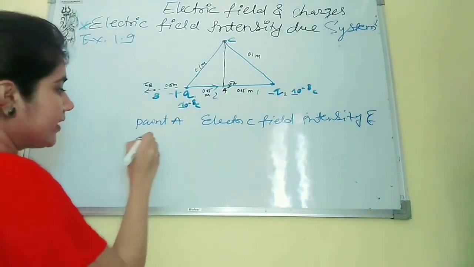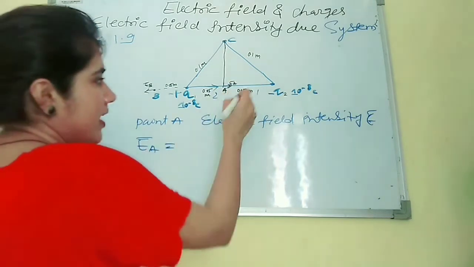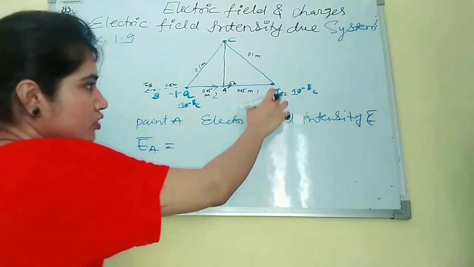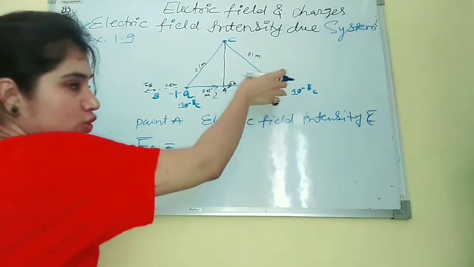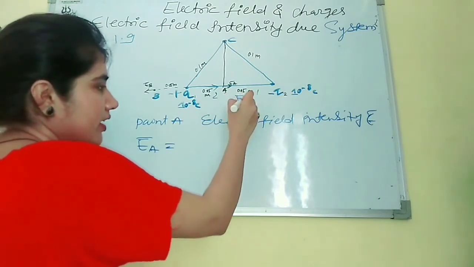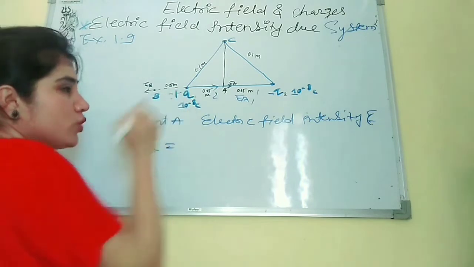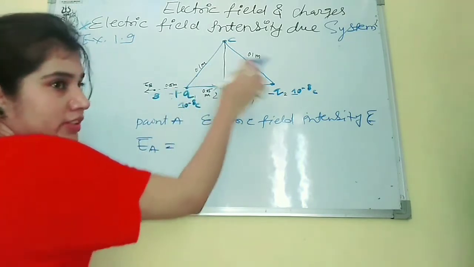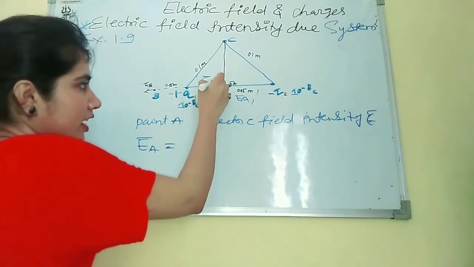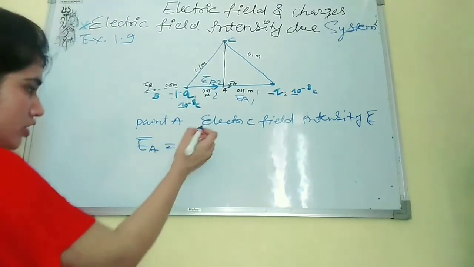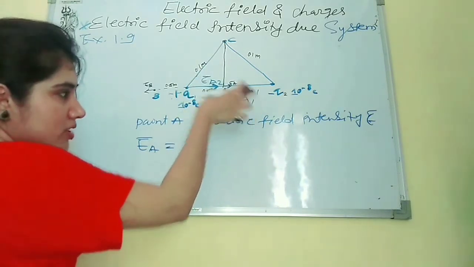For A, we are denoting it EA. Suppose in this direction, this is minus Q charge, so obviously the electric field intensity direction will be towards the charge, so we are taking it EA1. And in this direction, because of plus Q charge, it will go away from the charge, so the direction will be in this direction, so we are taking it EA2.